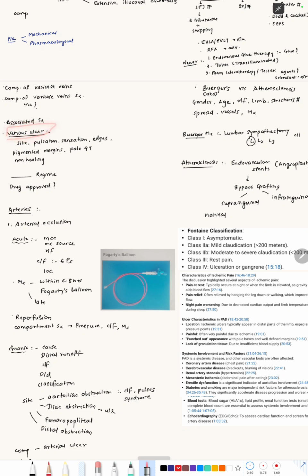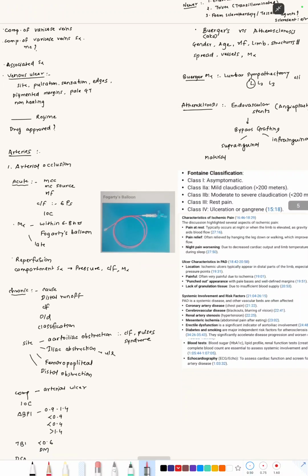Then venous ulcer. The most common site of venous ulcer is the gaiter area. It is found above the medial malleolus. Pulsations are seen. Sensations are intact. Then the edges are sloping in nature. The margins are pigmented, and pale granulation tissue is seen, which is suggestive of non-healing nature.